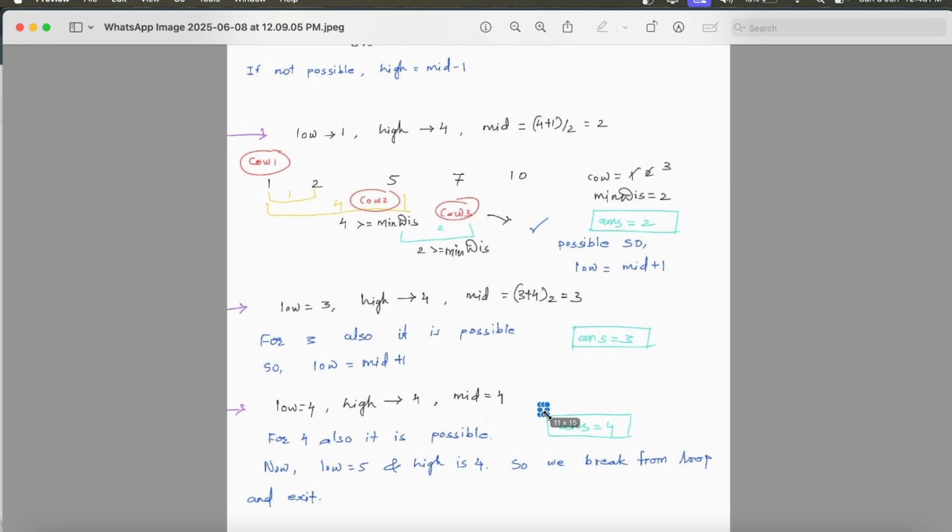Now we update the answer and shift the low to mid plus 1, that is going to be 5. The moment the low is greater than high, that means we are done. We tried out between different ranges and we come out of the loop. And yes, whatever answer value we got is the best possible answer, and that is what we will return.